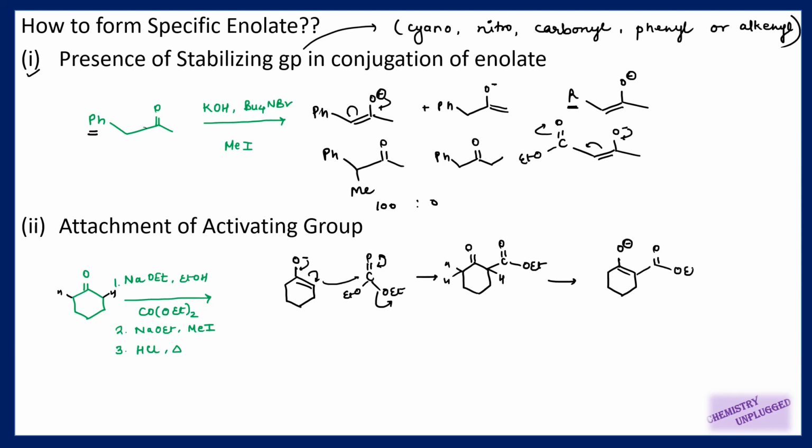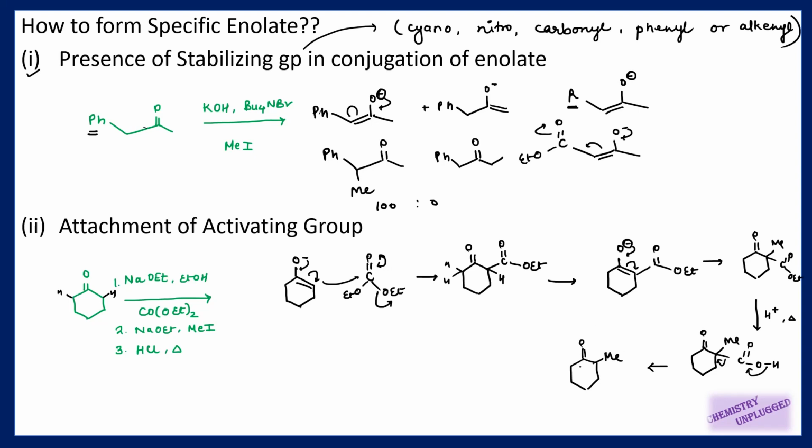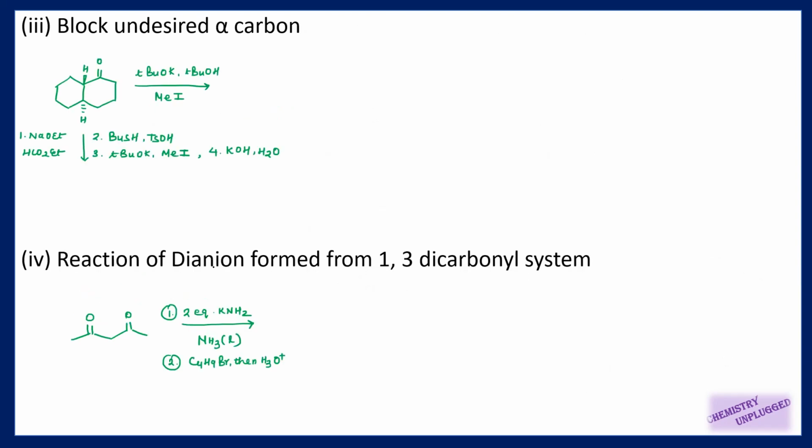Next I am using methyl iodide, so the methyl group will attach here. And next I am using an acid and I am heating it. So acid means this ester group will be converted into carboxylic acid, and when I heat it, the CO2 will be removed. We will get methylation on this carbon only, right? So we can use this type of reaction to get methylation at a particular carbon.